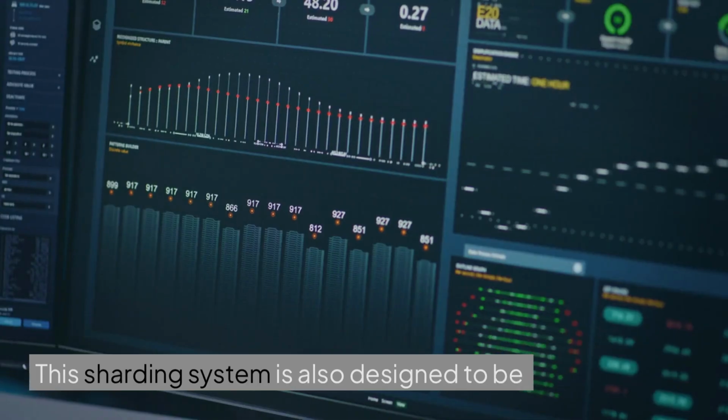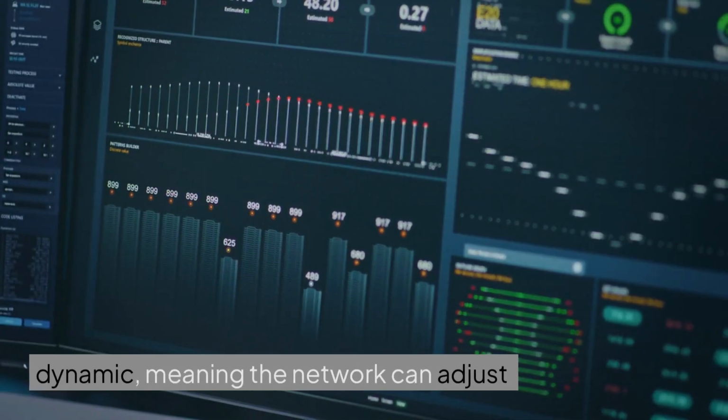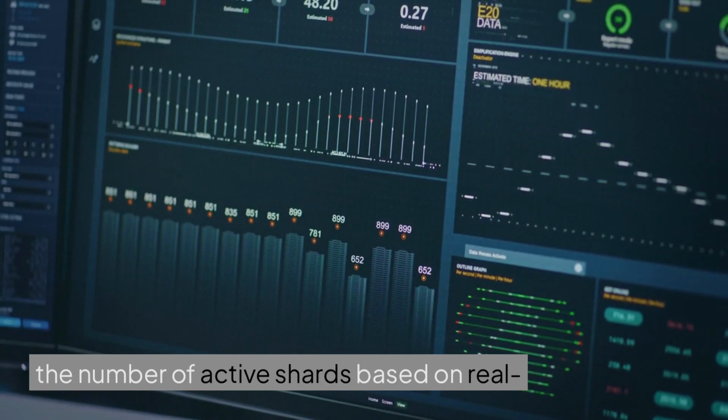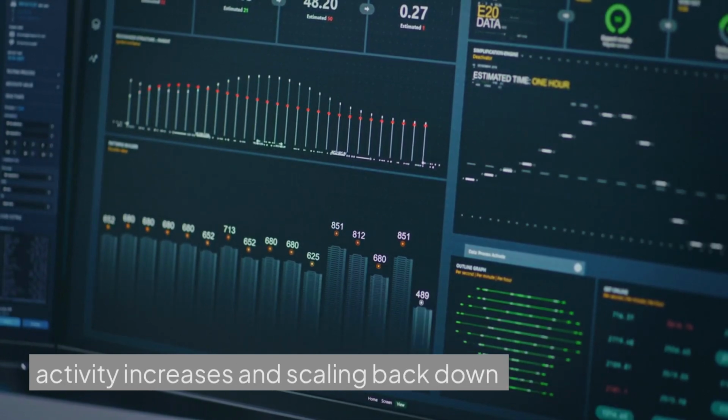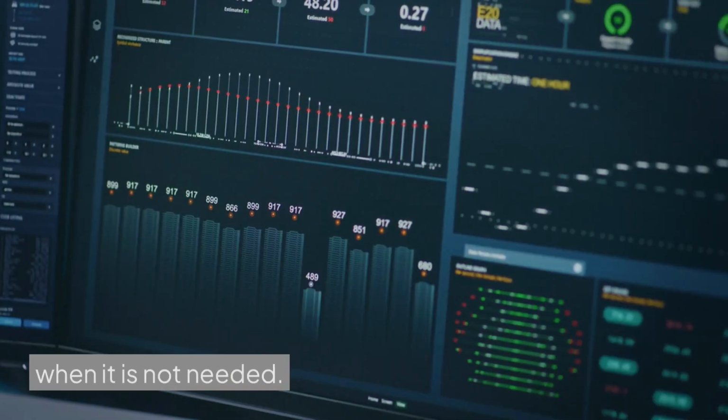This sharding system is also designed to be dynamic, meaning the network can adjust the number of active shards based on real-time demand, expanding capacity when activity increases and scaling back down when it is not needed.